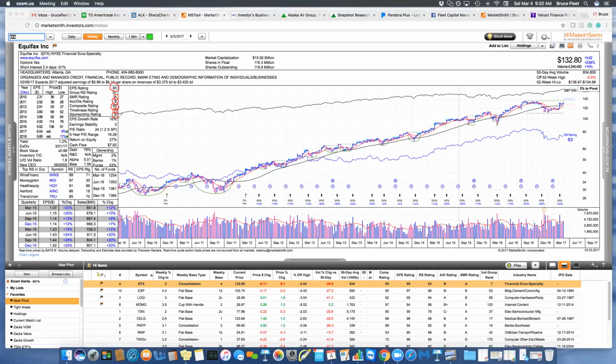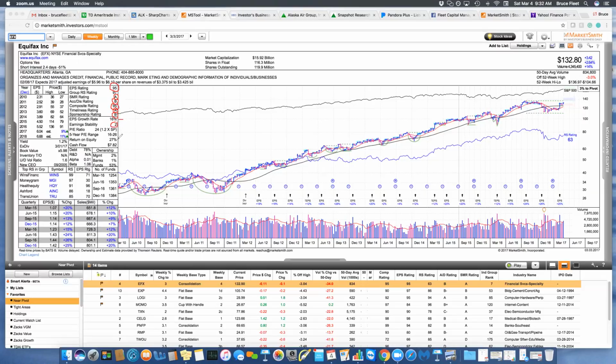The earnings growth rate is a little bit weak. It's below 20. I like to see 20 as kind of a minimum, but this isn't too far from it. My earnings stability number, lower is better, and this is about as good as it's going to get.